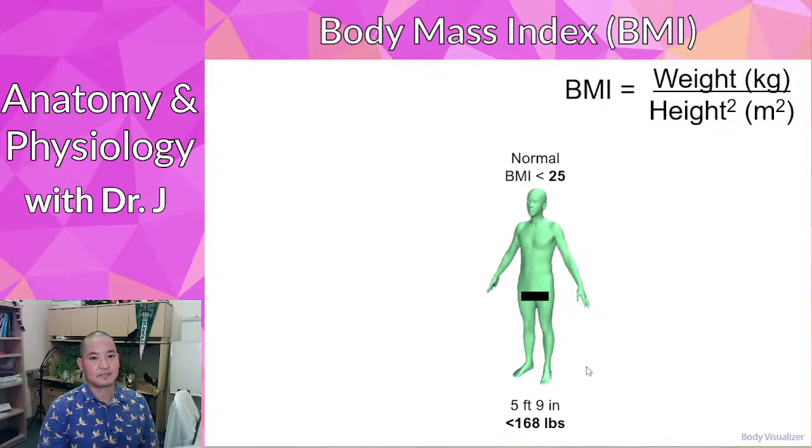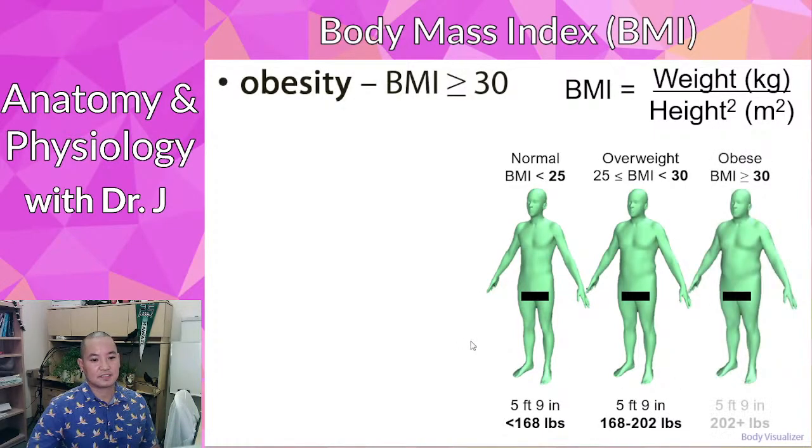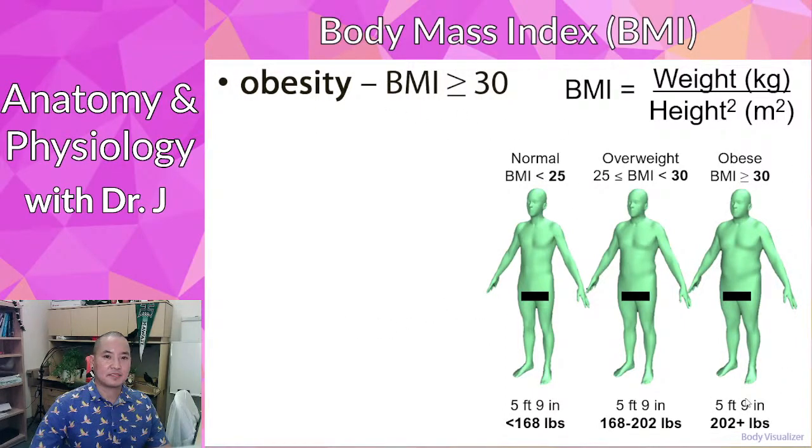So if you have an individual who's 5'9", this is less than 168 pounds if you're using those imperial units we use here in the United States. All right, so overweight would be between 25 and 30. So this would be in a 5'9" individual between 168 and 202 pounds. And obese would be considered 30 or above. So that means in someone who's the same height as our previous examples, this would be somebody who's over 202 pounds.